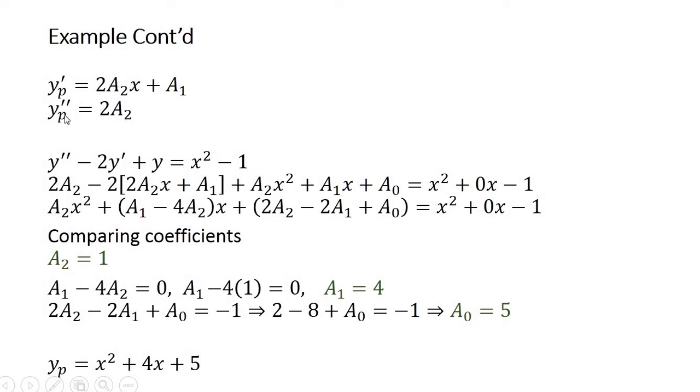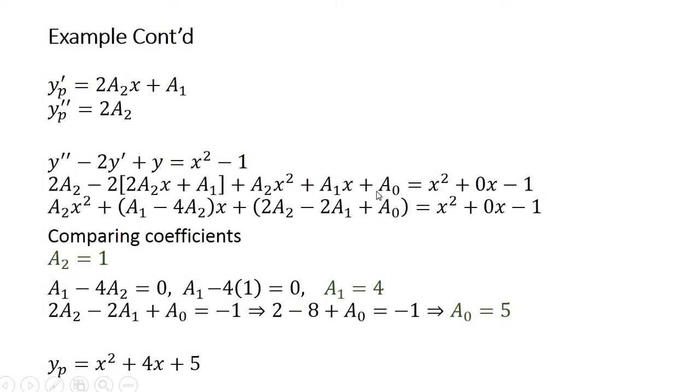Right, now that you have got y and its first and second derivatives, you can go to the original equation and substitute for the second derivative, the first derivative, and y. So we substitute for y double prime using 2a2, for y prime using 2a2x plus a1, and for y using the originally assumed particular solution, a2 x squared plus a1 x plus a naught.